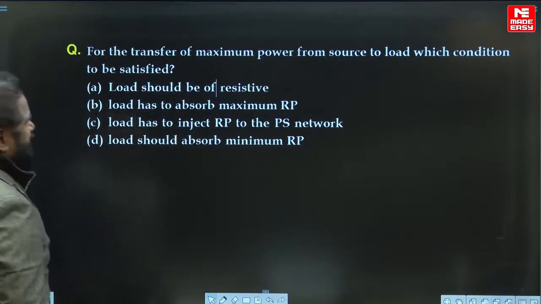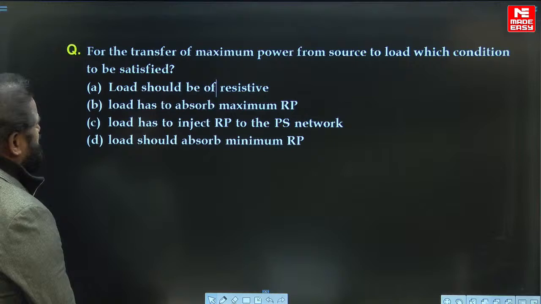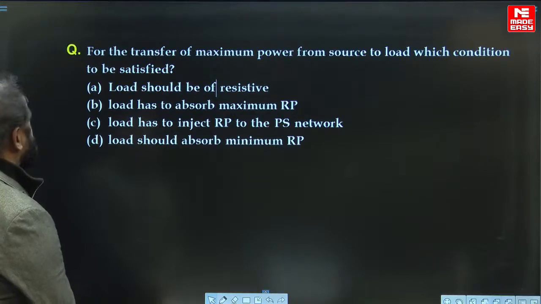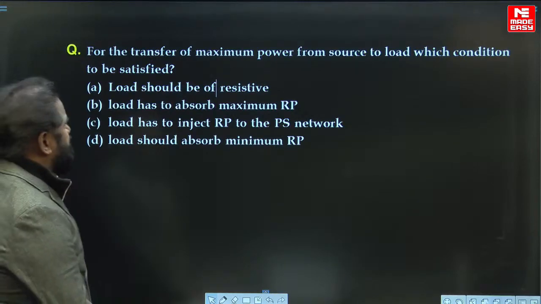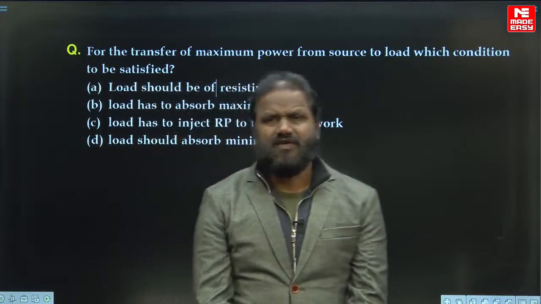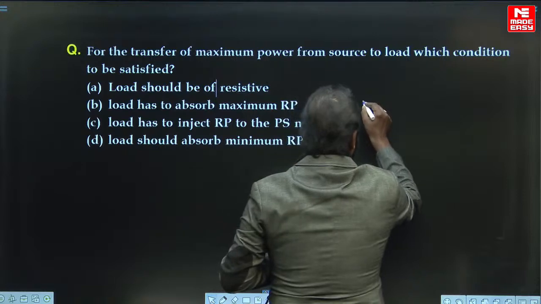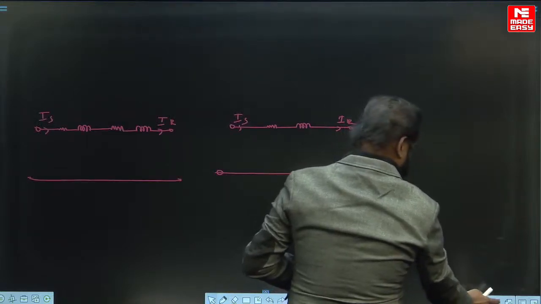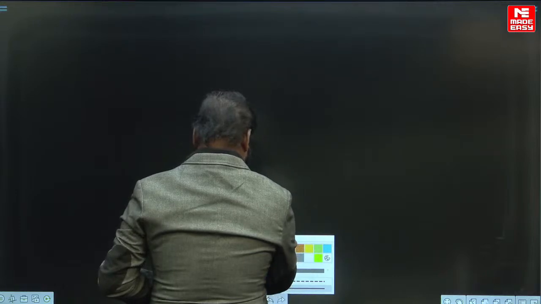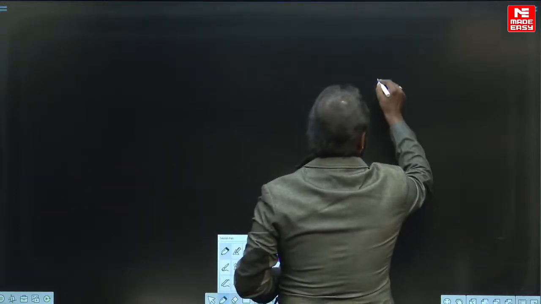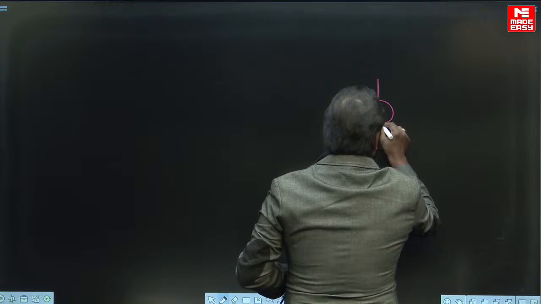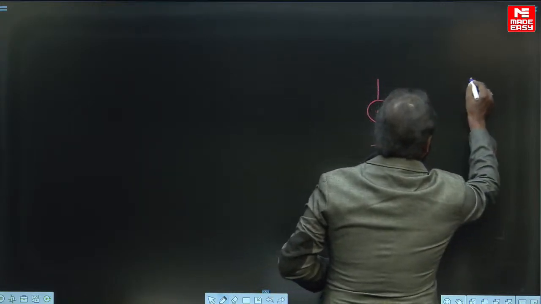Next, for the transfer of the maximum power from source to the load, which condition is to be satisfied? You can have the source as well as the load. For the transfer of the maximum power from source to the load, what should be there? I will take a simplified conceptualization: let me consider this is the source and this is the load.